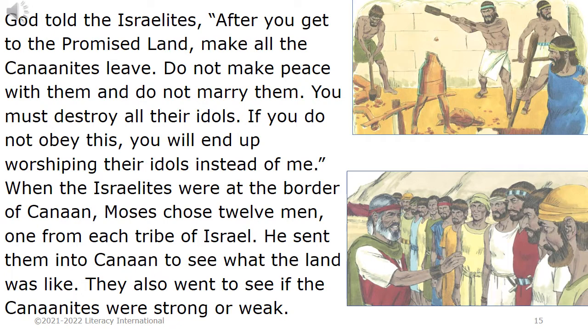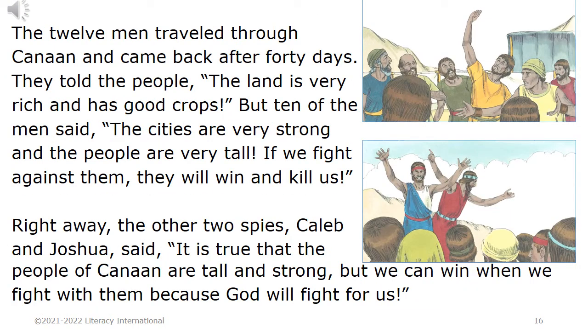When the Israelites were at the border of Canaan, Moses chose 12 men, one from each tribe of Israel. He sent them into Canaan to see what the land was like. They also went to see if the Canaanites were strong or weak. The 12 men traveled through Canaan and came back after 40 days.